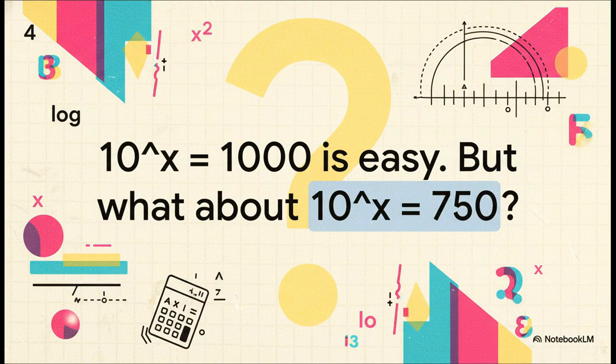Okay, so think about this for a second. We all know that 10 to the power of 2 is 100, right? And 10 to the power of 3 is 1,000. So for 10 to the power of x to equal 750, well, that x has got to be somewhere between 2 and 3. But how in the world do you find the exact number? Well, this right here is the very reason logarithms were invented.